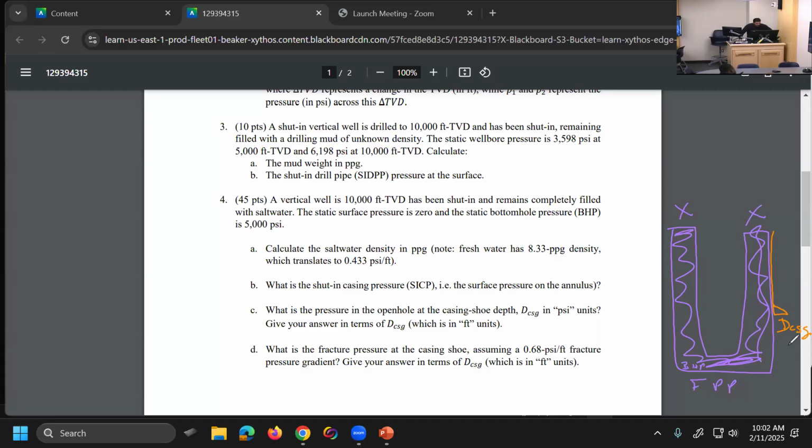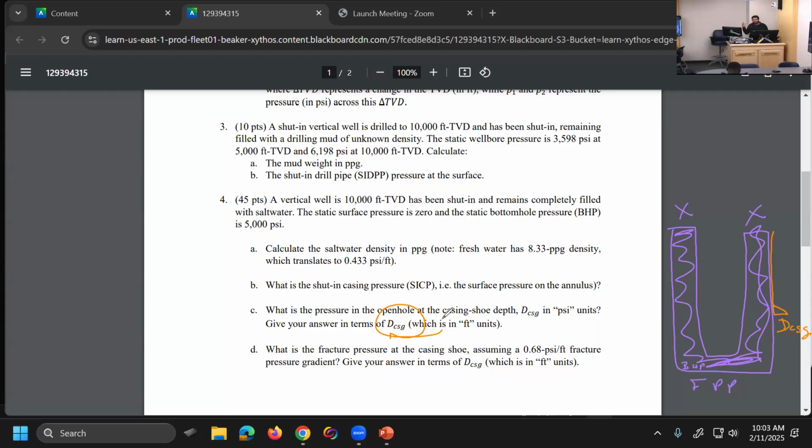And what is the pressure in the open hole at the casing shoe depth? And in psi units. Give your answer in terms of DCSG. So I want your answer to be like something times DCSG. DCSG will be the answer. Actually, drawing the U-tube model made the question sound harder than what it really is. But that's the idea. I have a math of a certain way, then when you multiply some numbers, you give me the answer in DCSG.